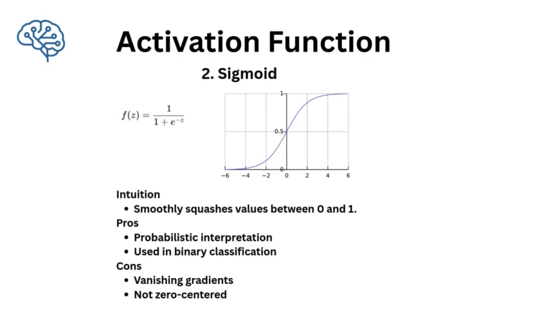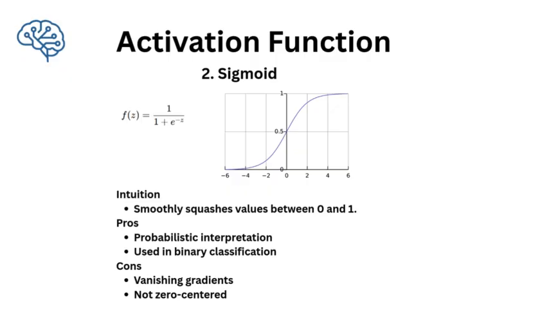Today we're going to discuss the Sigmoid Activation Function, one of the most commonly used activation functions in early neural network models. The sigmoid function is mathematically defined as f(z) = 1 / (1 + e^(-z)). As you can see from the graph, the sigmoid function smoothly maps any input value into a range between 0 and 1.